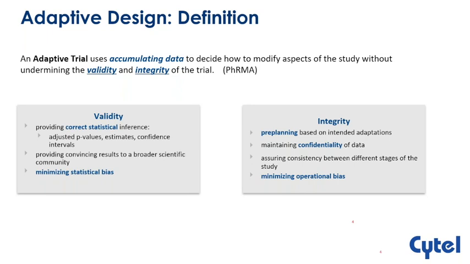we focus on using pre-planned adaptations, not ad hoc. The trial data needs to be maintained confidentially. And then we need to ensure that there's consistency of results between or among the various stages of the trial. And all of this is intended to minimize operational bias.